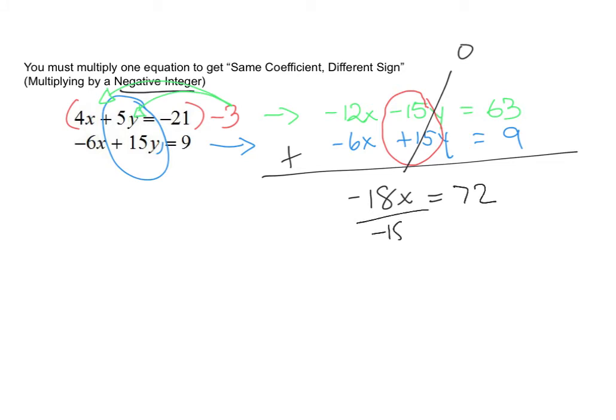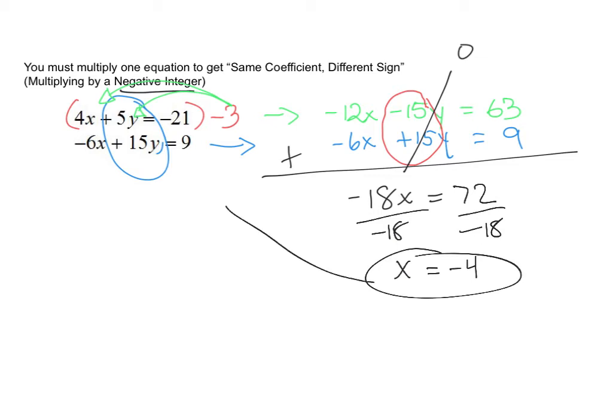So I'm going to go ahead and divide both sides by -18. So 72 divided by -18 is going to give me -4. And then again, I can go ahead and substitute to actually find the y value if I needed to in order to solve the system.